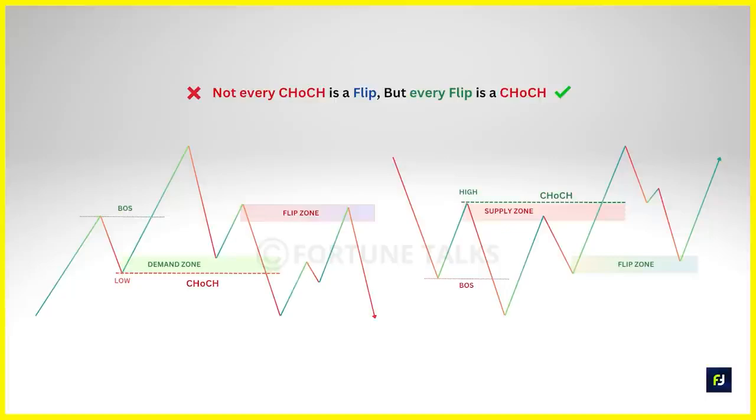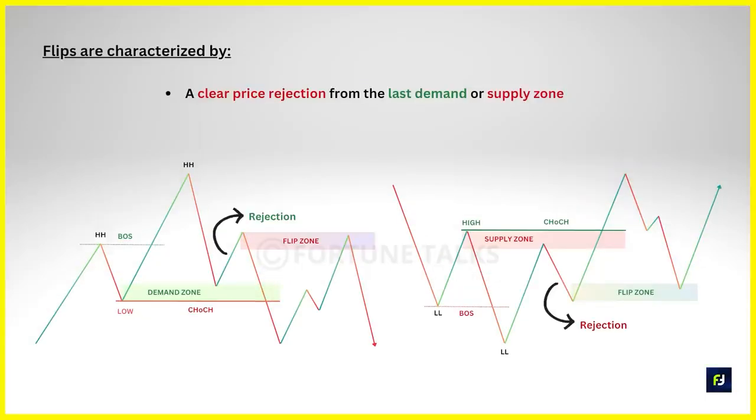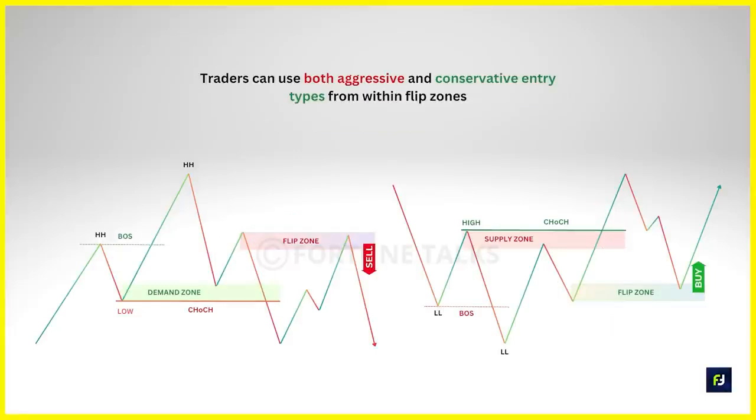Actually, a flip is a specific type of change in the market dynamics where the price reverses and establishes a new structure. This pattern, as I have already mentioned, is characterized by a clear rejection from the last supply or demand zone, followed by a subsequent break of that price zone, creating a flip zone. Setting up trades for the flip pattern is similar to those setups that we have for a change of character pattern, thereby allowing the use of both aggressive and conservative entry types with the flip zones.